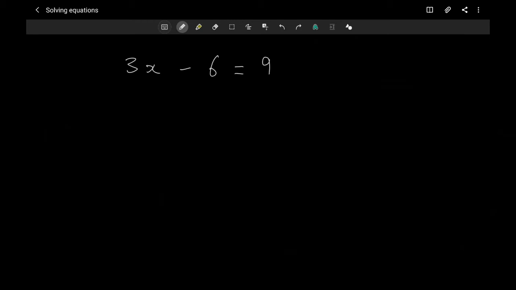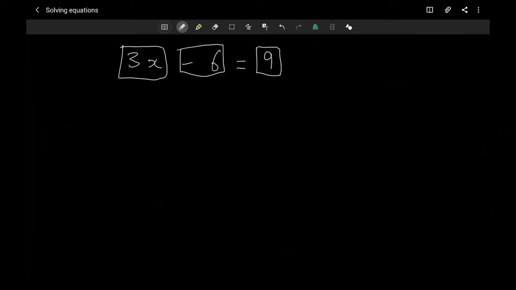3x minus 6 equals 9. We start off by putting our elements into boxes. There's a box for 9. There's a box for minus 6, which means the final box is 3x. So our first move is to move the 6.